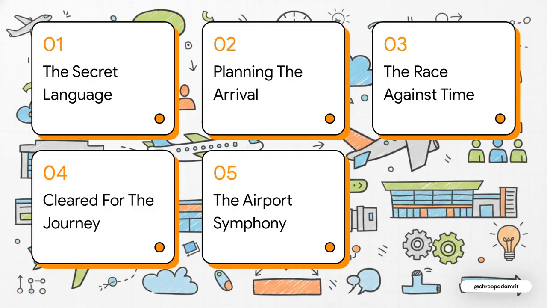So here's our flight plan for this explainer. First, we'll see how a perfect arrival gets planned. Then, we're going to dive into the crazy race against time that happens on the ground. After that, we'll follow the flight as it gets cleared for its next journey. And finally, we'll zoom out and appreciate the whole unseen airport symphony and why it all matters to you.